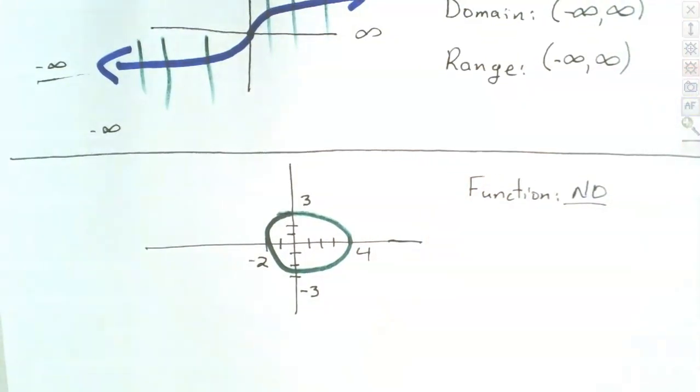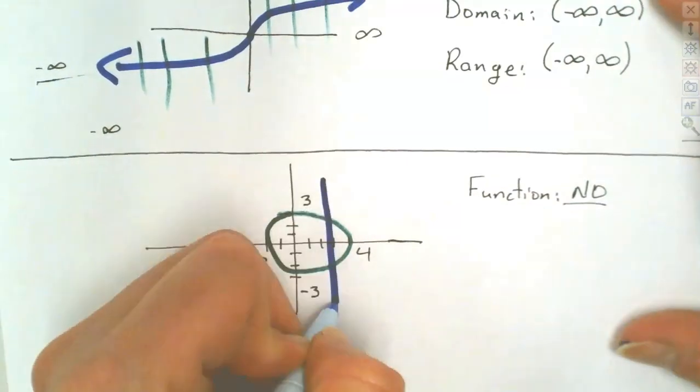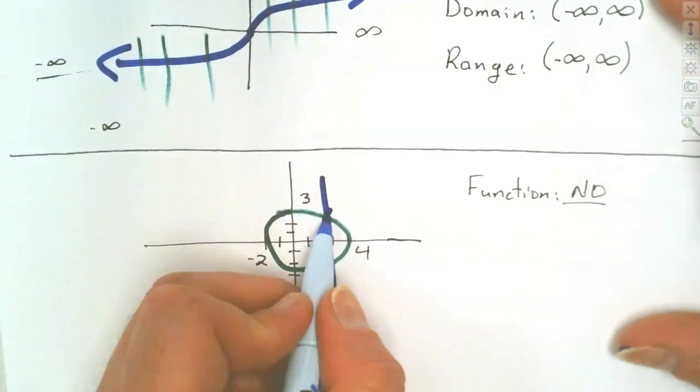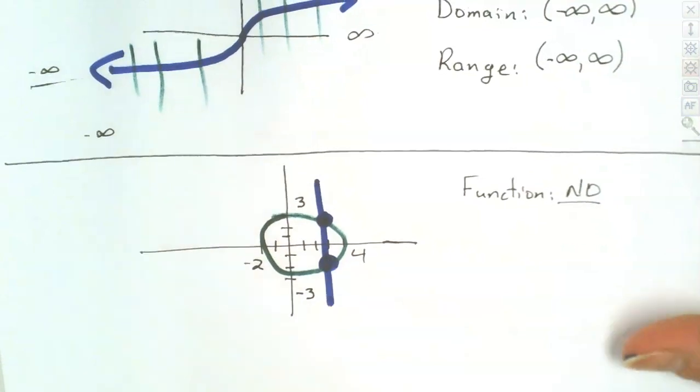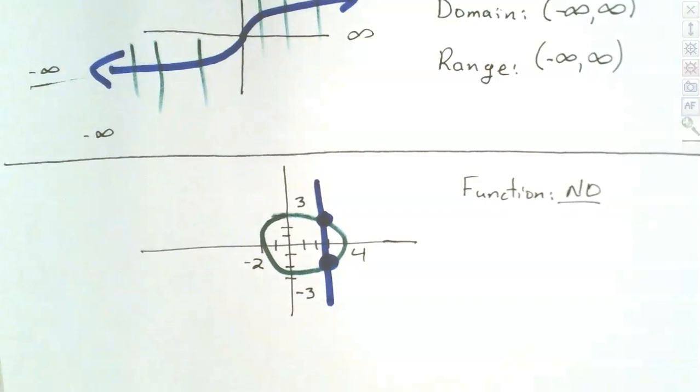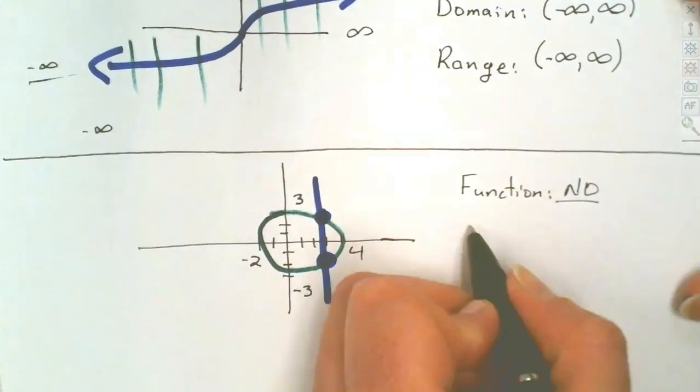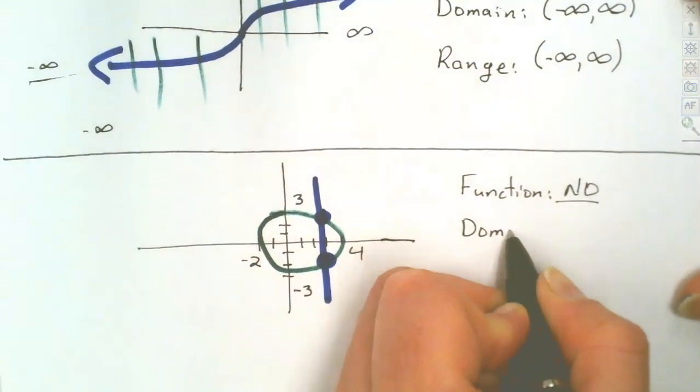Yeah, if I draw a line right here, what happens? That line touches it more than one place. That line touches twice. So if you draw a vertical line and it touches that graph at more than one place, then it's not a function. Now, what about the domain?